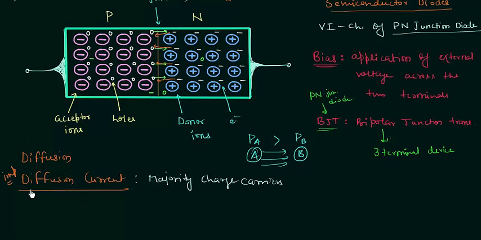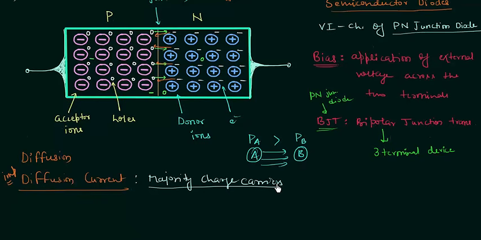Let us try to understand it once more. Diffusion current is because of the movement of the majority charge carriers from high concentration to low concentration. We call it diffusion current because the process of movement is called diffusion, and this is because of majority charge carriers, right? The next important thing is the depletion layer.